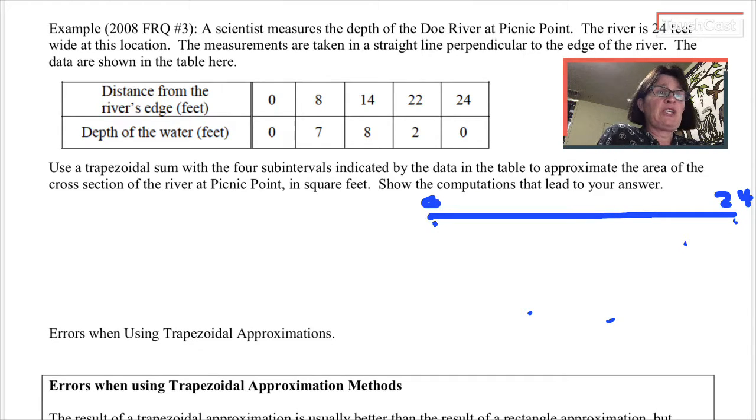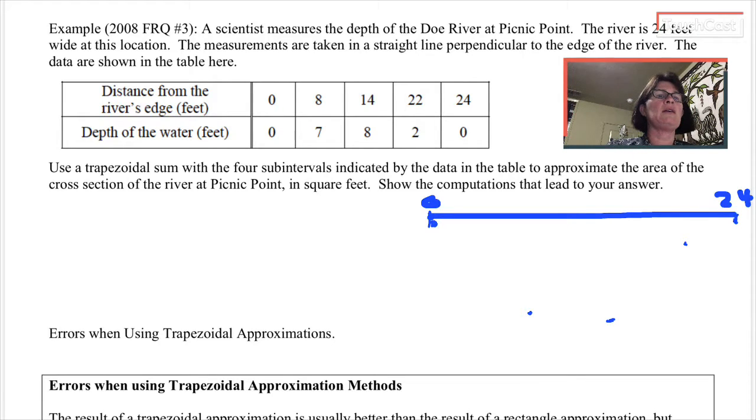All right, last video to finish up trapezoidal sums. I have a scientist who's measuring the depth of a river, and I know the distance across the river, which I sketched here, is 24 feet. I'm being asked to approximate the area of a cross section of this river. So if you can imagine looking, you could stop the river and cut through it.